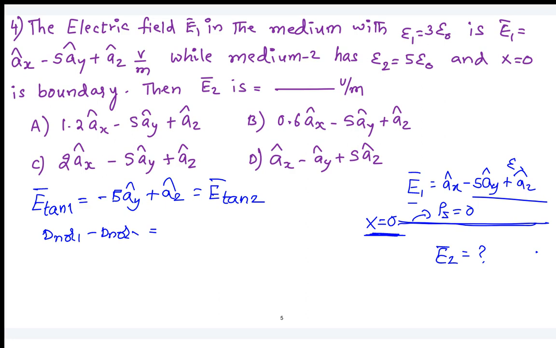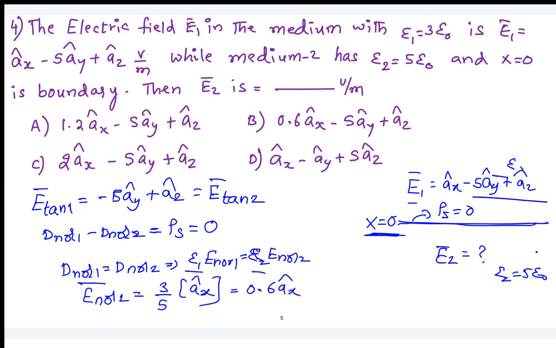So epsilon 1 by epsilon 2, that is the ratio of 3 by 5. So 3 by 5 into AX cap, which is nothing but 0.6 AX cap. So finally, what is the sum total now? 0.6 AX cap minus 5 AY cap plus AZ cap. So this is your answer. See the next one then.